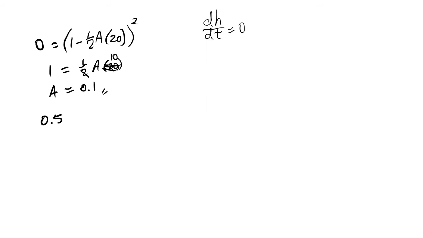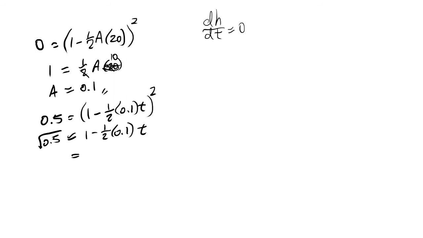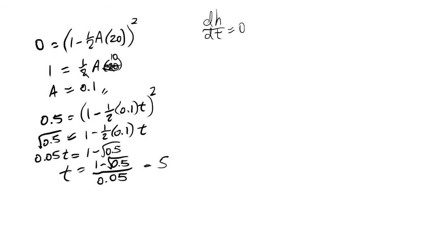Now with that, we can find the time when h is 0.5. So 0.5 is equal to 1 take half lots of 0.1 t all squared. And this time the square matters, so we've got root 0.5 equals 1 take a half times 0.1 t, and that would just be 0.05 t, 1 take root 0.5, and therefore t is 1 take root 0.5 divided by 0.05, which gives you something along the line of 5.86 seconds.